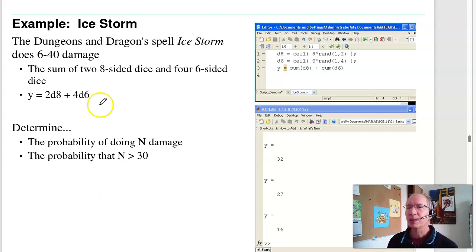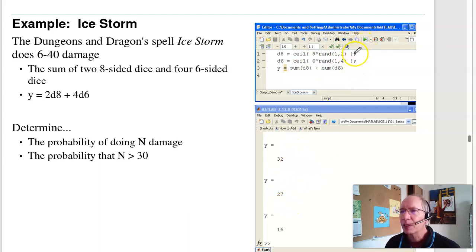Well, the trick with Monte Carlo is first roll the dice once. So here's my 2 8-sided dice. Here's my 4 6-sided dice. Add them all up. And again, note in MATLAB, I can make the variable names anything I want. I could really make this confusing if I wanted to. That's not the point behind programs. Pick variable names that are semi-meaningful, so you kind of see what's happening. So when I take this code, run it, here's the damage.